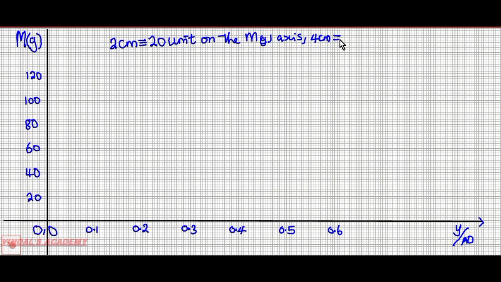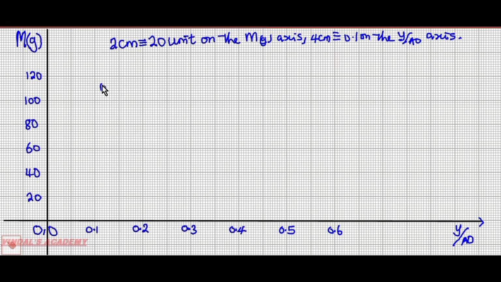So 4 cm, look at the scale, is equivalent to... it's very important to write the scale. If you don't write the scale, you are losing some marks, I think about 1 mark or 2. So you need to write the scale you are choosing.